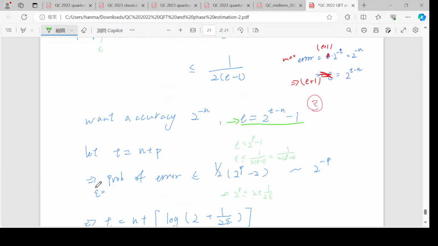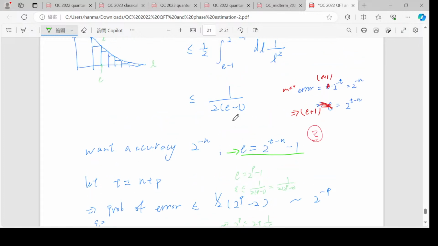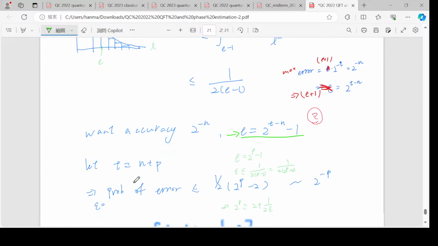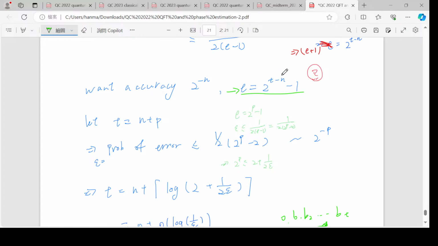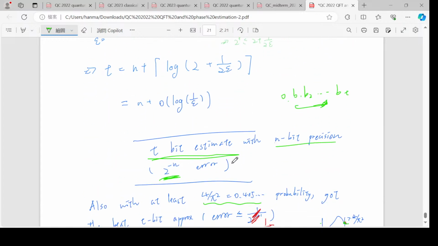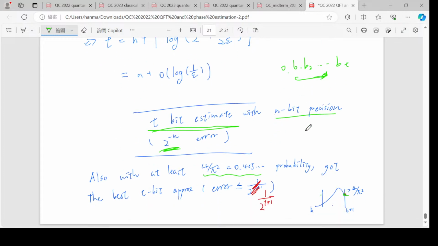And yeah, so finally we say, well, E is 2 to the t minus n, and you want this 1 over E to be epsilon. Then the end result is you want your t minus n to be like log 1 over epsilon. Okay. So this is a very rough estimation.